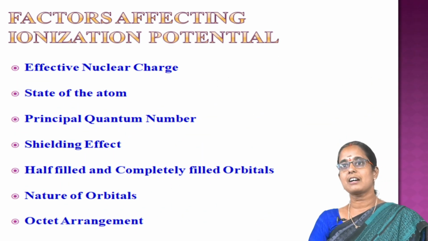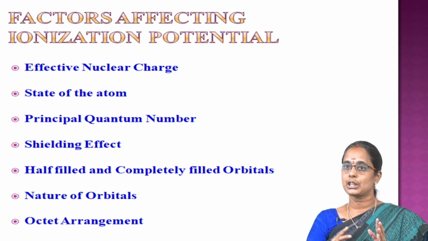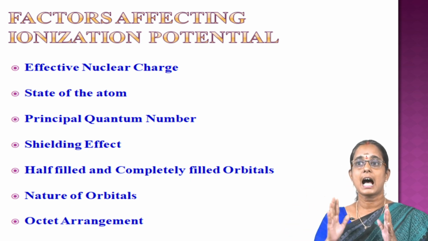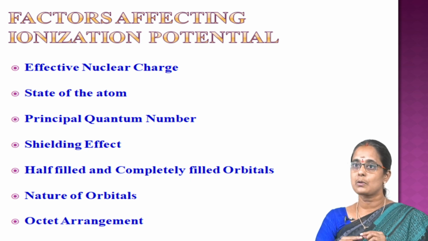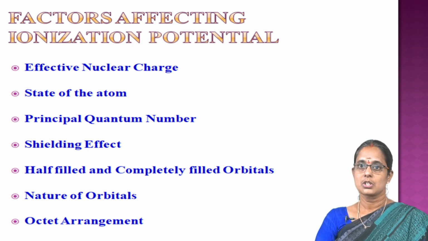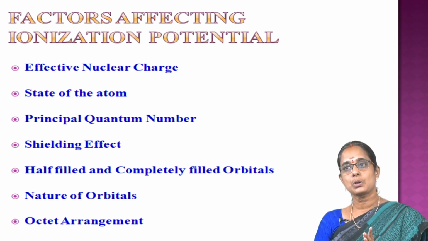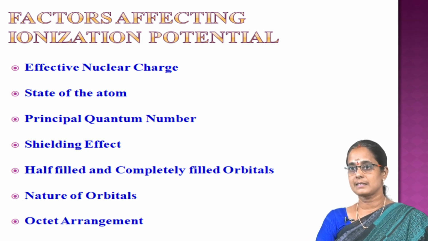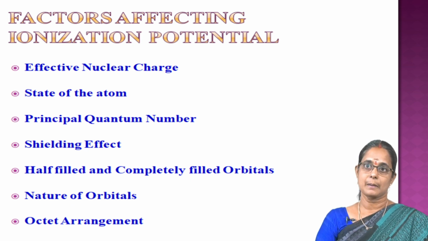What are the factors affecting it? The first one is effective nuclear charge. As the magnitude of the effective nuclear charge increases, the higher the ionization potential needed to remove the outermost shell electron. So moving from left to right in a period, effective nuclear charge increases, and the ionization potential also increases in a period.